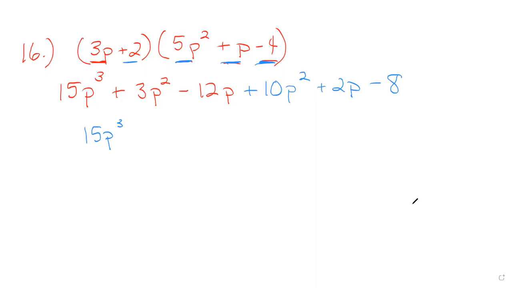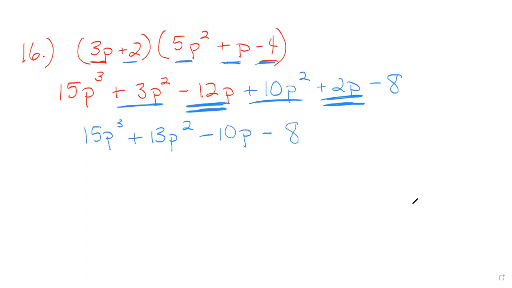I see a positive 3p squared. I also see a positive 10p squared. That's a like term, so I'm going to combine these two together. I'm going to add 3p squared and 10p squared and get 13p squared. All right, what else we got going on here? I see a negative 12p and a positive 2p. If I add those two together, negative 12 plus 2 is going to give me a negative 10p. And then, of course, I've got this negative 8 on the end. That's the only constant I have.